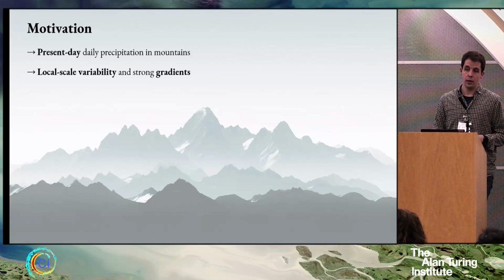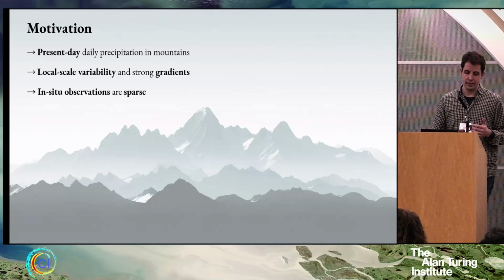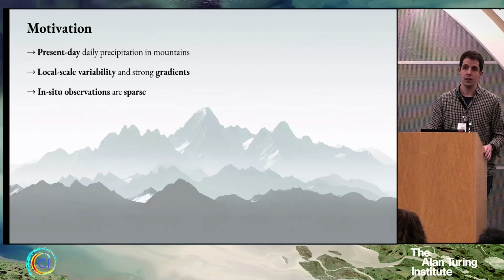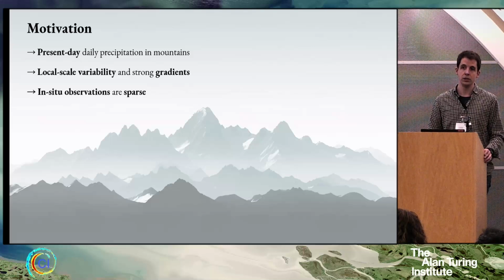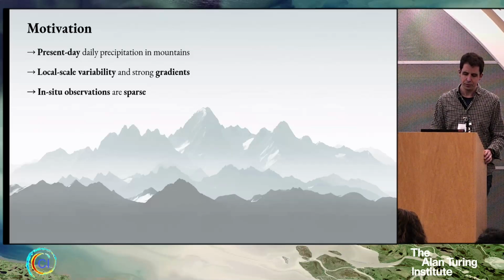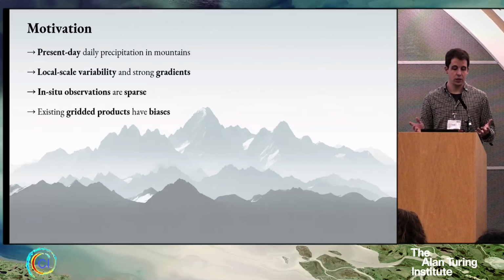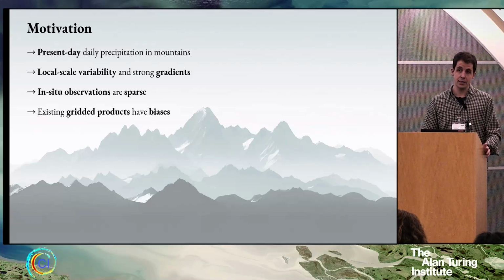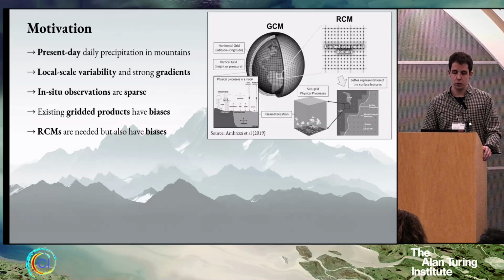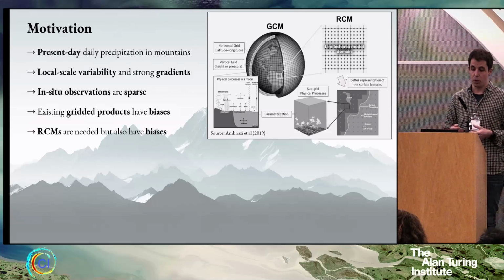And the problem is compounded by the fact that in situ observations, so rain gauges and automatic weather stations, are very sparse, mostly spatially, but then also you get temporal inconsistencies or temporal sparsity as well. As a result of these, or partially as a result of these, existing gridded products of daily precipitation are challenging to compose and have biases. And that's why we usually resort to physically based modeling.